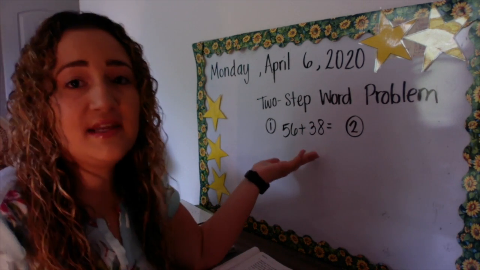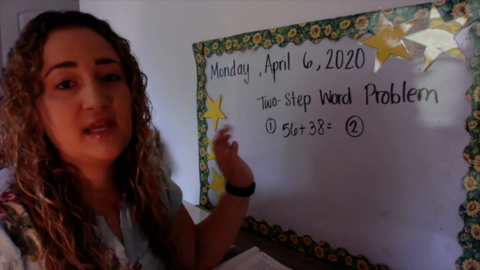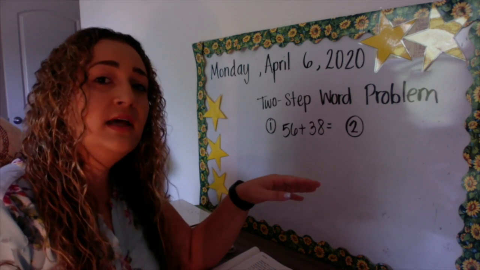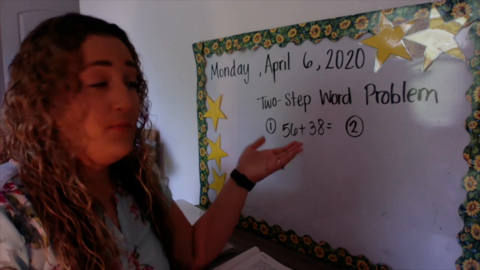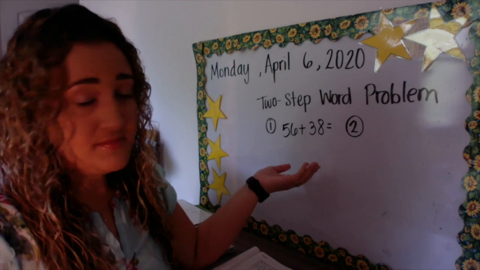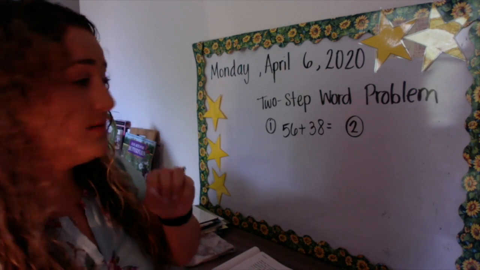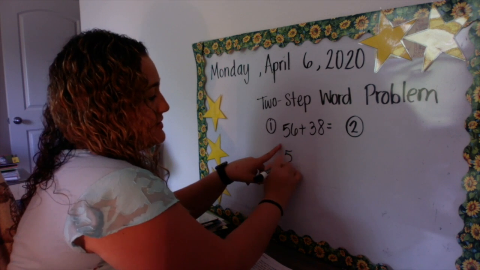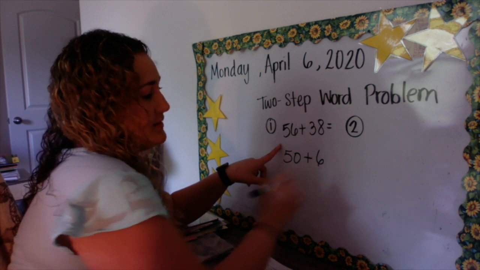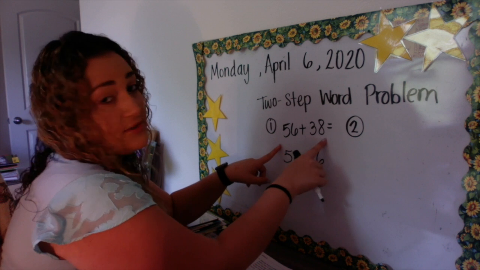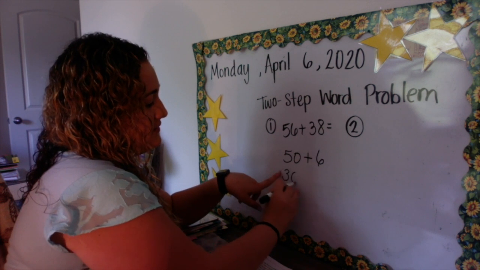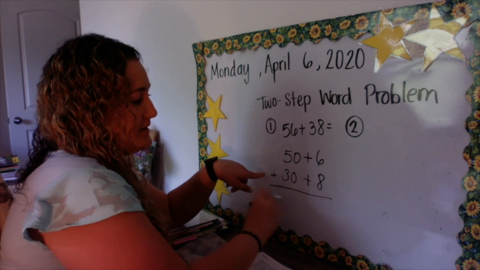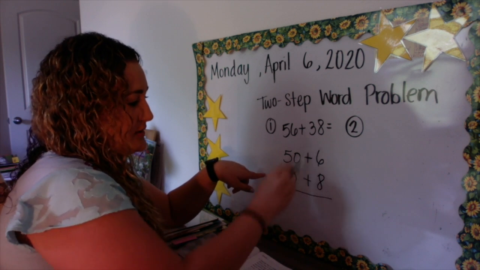And this is just adding two-digit numbers. You can use any strategy. You can use quick pick, you can use an open number line, you can use breaking apart and partial sums. So I'm going to use breaking apart. I'm going to expand 56, which is 50 plus 6. And I'm going to expand 38, which is 30 plus 8. And then I'm going to just add my 10s and add my 1s.